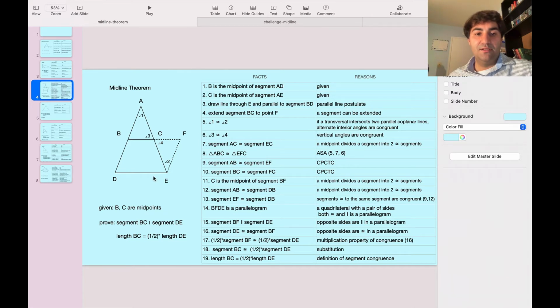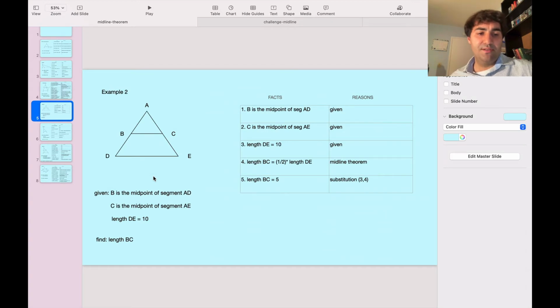So I'm just going to move on from here. If you're interested in seeing how it's proved, then feel free to look it over. Let's choose some applications here. We're given that B is the midpoint of segment AD and C is the midpoint of segment AE. We're given that the length of segment DE is equal to 10. What is the length of segment BC?